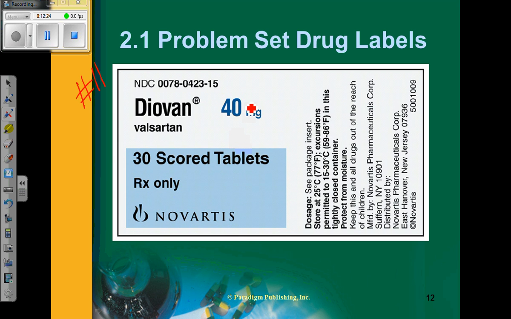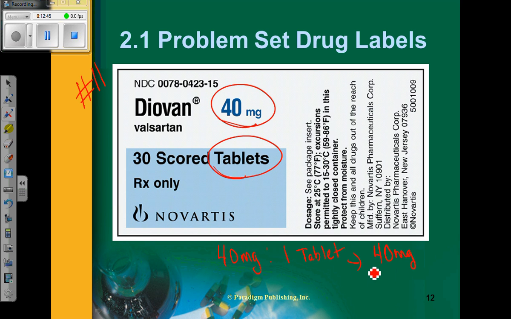So this one is a little bit tricky because it doesn't tell you milliliters, because it's in tablet form. So if you have 40 milligrams, you're going to have 40 milligrams per one tablet. Or you can put it into a fraction, 40 milligrams over one tablet. So this problem set is getting you to look at the drug labels on bottles and showing how you can put them in ratios.